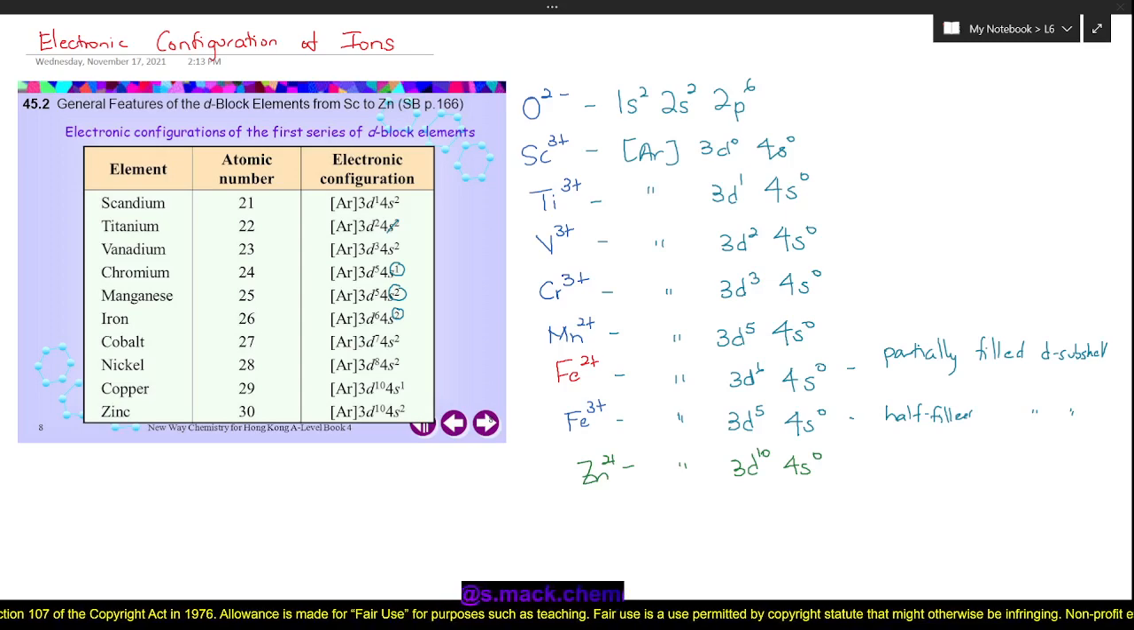Let's say, for example, you're asked in a question, why does Fe2+ readily oxidize to Fe3+? You can use electronic configuration to explain your answer. The Fe2+ will readily oxidize, or lose an electron, to form Fe3+, and this is because a half-filled d subshell is more stable than a partially filled d subshell.